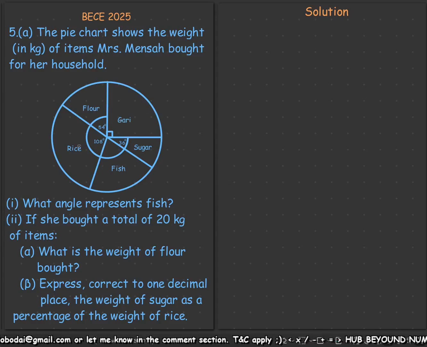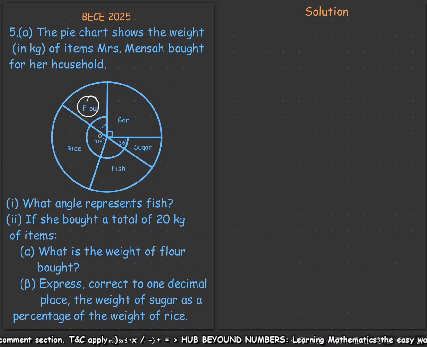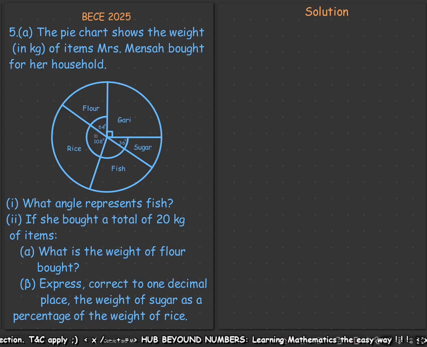Then you can see there are corresponding angles. For gari, the angle is 90 degrees. That of fish was 54 degrees. Rice was 108. And then, no, that was flour. Flour was 54. Then rice was 108. And then fish hasn't been given, you see. So the first question says, what angle represents fish? So we are starting with that.